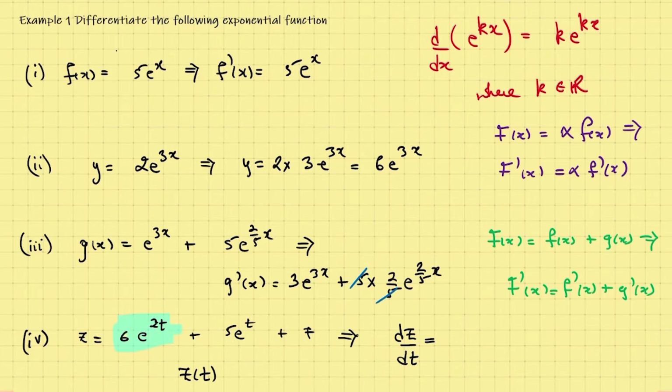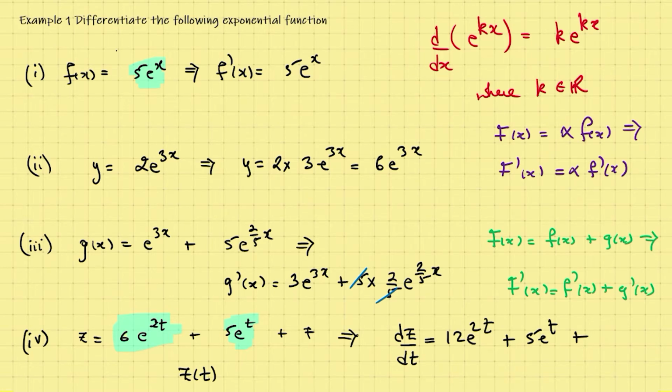6 times e to the 2t differentiates to give me 12 e to the 2t. And then the second term, well, we've already differentiated this above. So if we've got 5e to the t, that's exactly the same thing as what we differentiated above, whereas we called the independent variable x and not t. So I'm just going to get the same result as I got earlier. So it's just going to be 5e to the t.